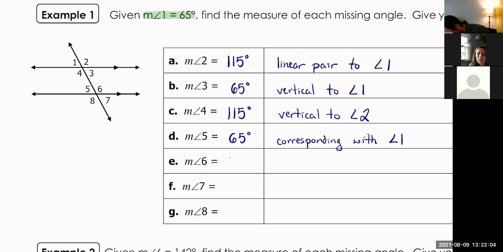115. Hopefully you're not just assuming this pattern continues to alternate, even though it does. That's a coincidence based off of how we're labeling them. Angle 6, just to spice things up a little bit, I'm going to say is an alternate interior angle with angle 4. Alternate interior angles are always congruent, so 4 and 6 should have the same measure. What about 7?